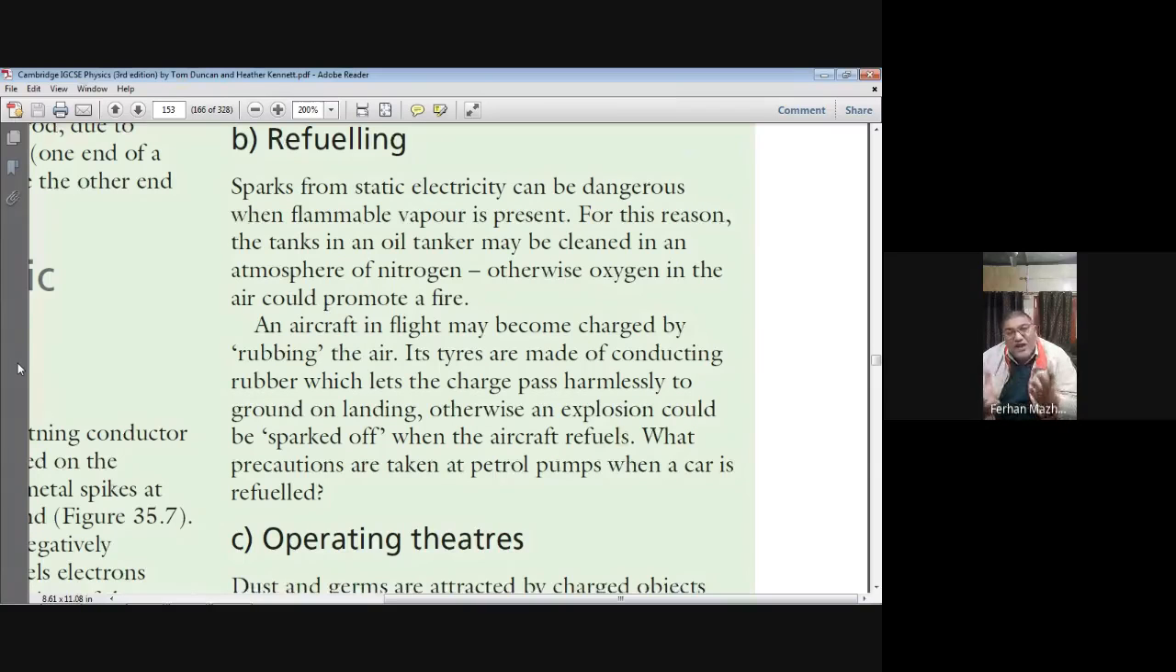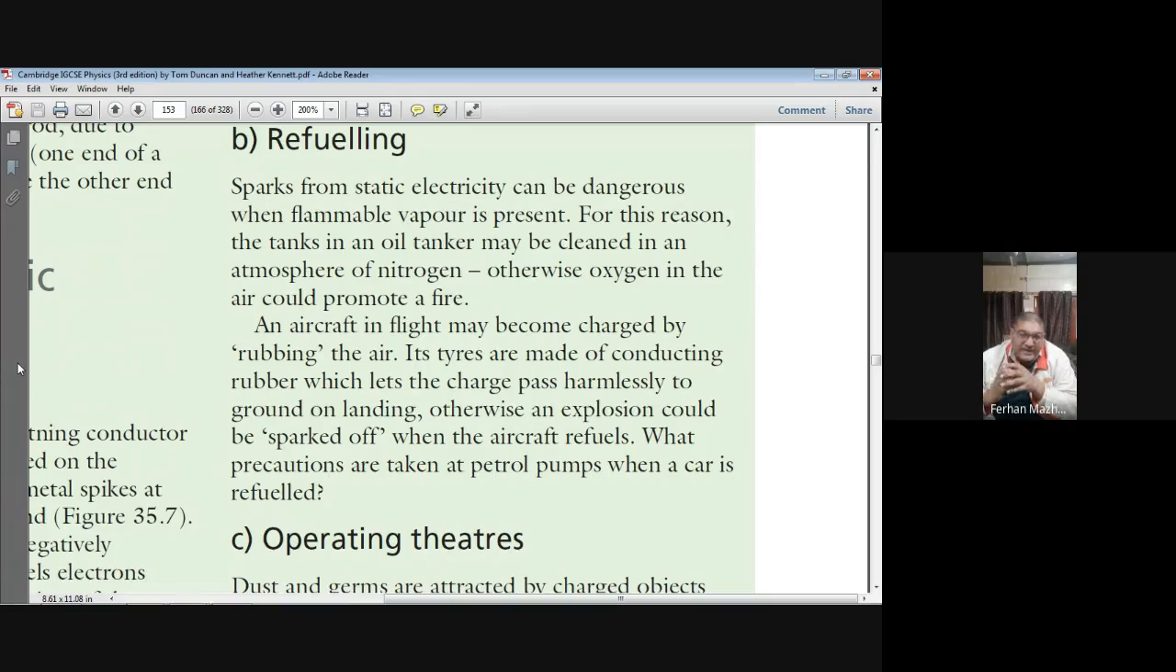Once the body of the aeroplane is neutral, it's 100% safe to put the fuel in it. Otherwise, the fuel might be charged, the aeroplane body might be charged, and when they come in contact with each other, they may produce sparks, and the fuel has fumes, and in those fumes, an explosion can take place. It's very important. You see, I have put a lot of emphasis on this thing.